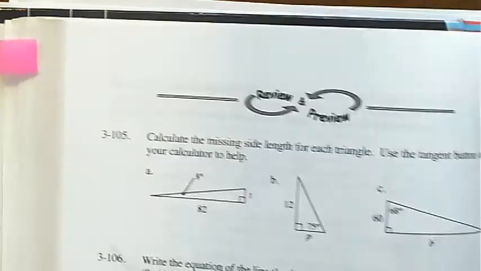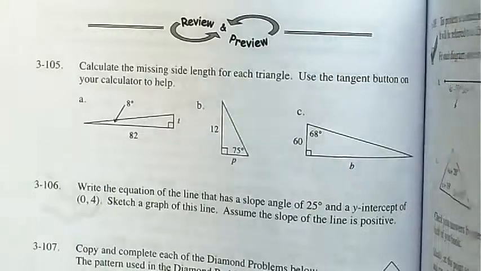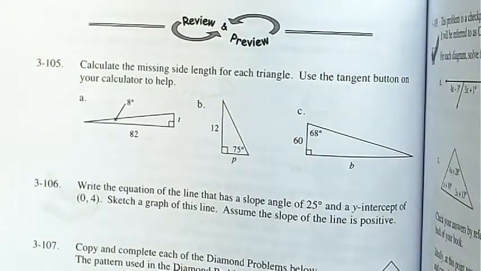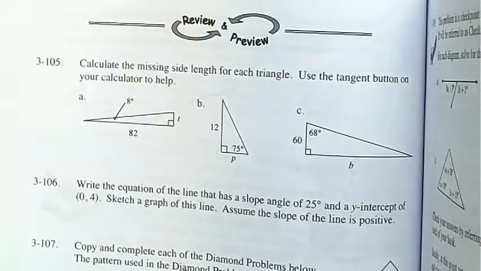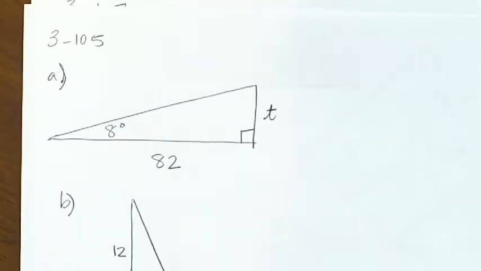Okay, for 3-105, it says to calculate the missing side length for each triangle, use the tangent button on your calculator to help. So draw this triangle. And the calculator on your phone has a tangent button. It's just different calculators have different ways of finding the same information.